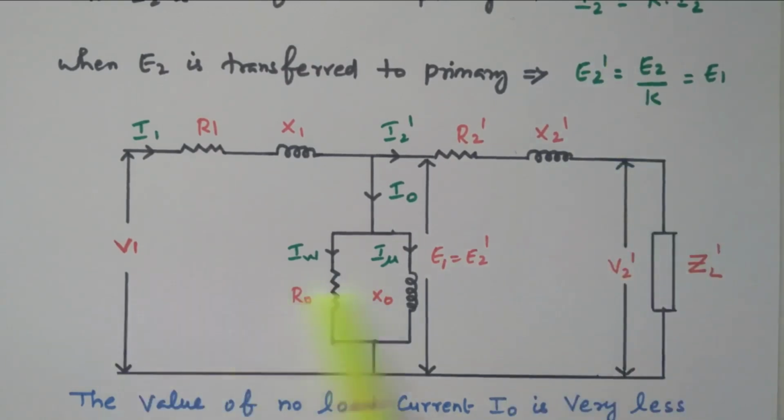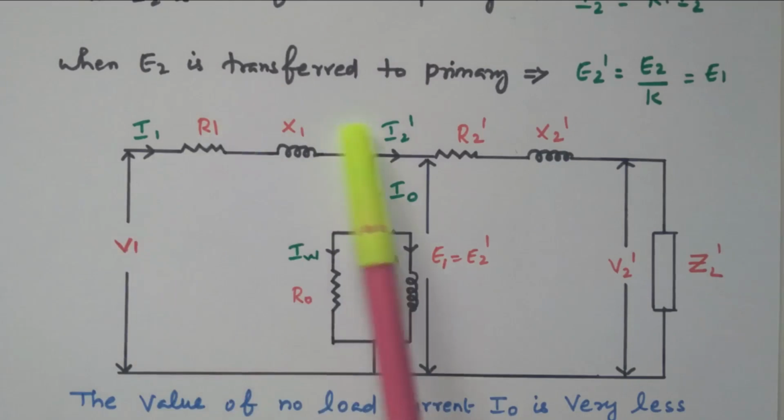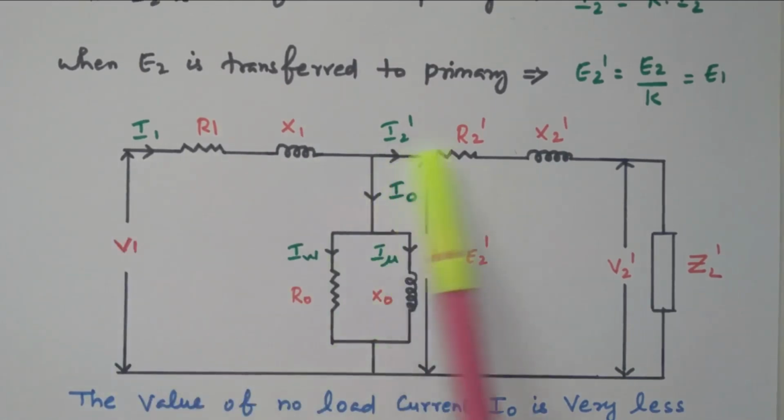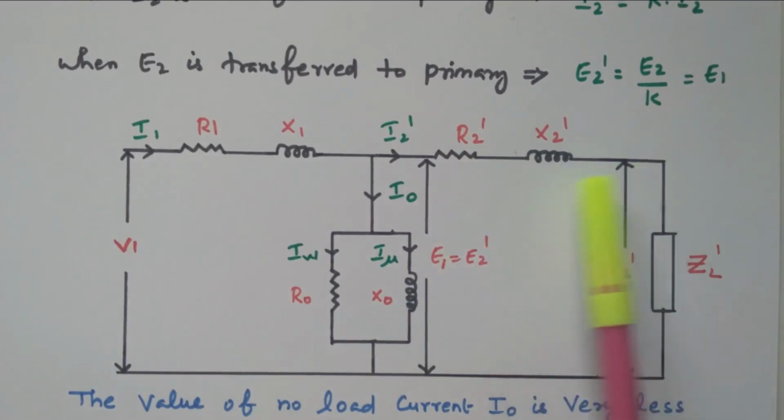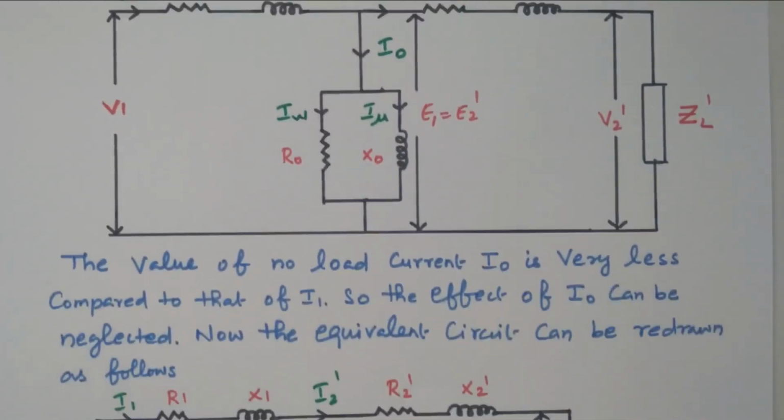Now we have only one side, primary side. This is the primary side parameters. These are all secondary side parameters, equivalent secondary side parameters R2 dash, X2 dash. And this is the no load component, this is the no load component I naught. Now we have only one side, so we can go for further simplification.